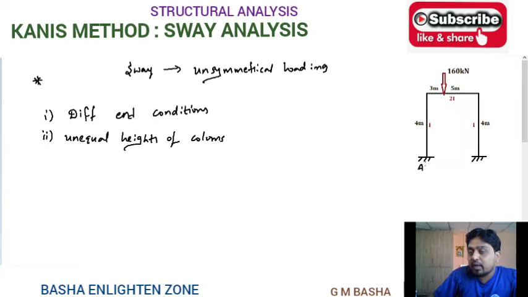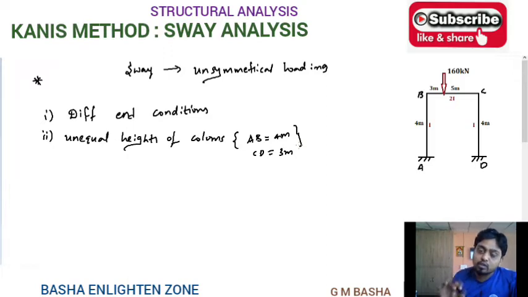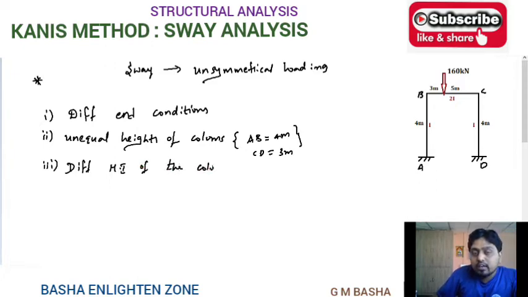For example, this one will be A, B, C, D. See here, both AB and CD will be 4 and 4 meters. Sometimes AB is equal to 4 meters and CD is equal to 3 meters. So there is a difference in the heights of the columns. At that time also the frame leads to the sway analysis. Then different moment of inertia for the columns. See here, both AB and CD will be I only. Sometimes you will get AB equal to I and CD equal to 2I. At that time also the frame leads to sway analysis.